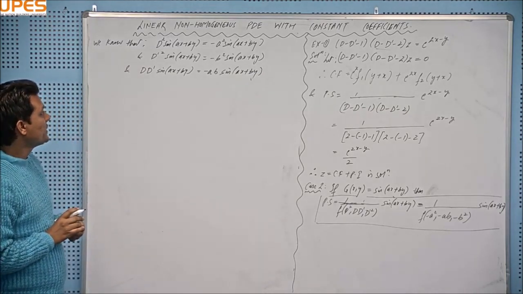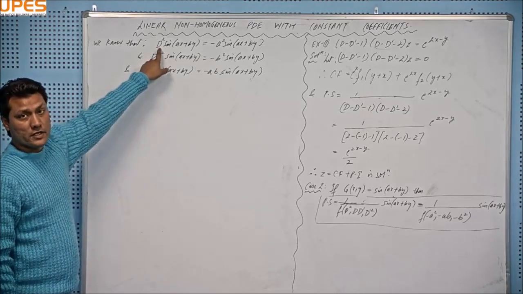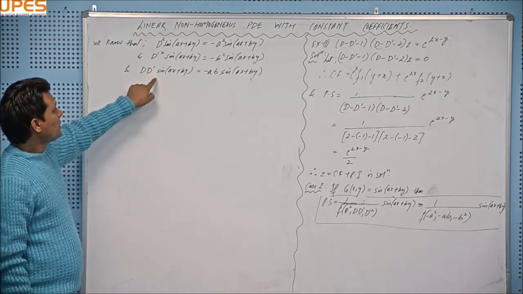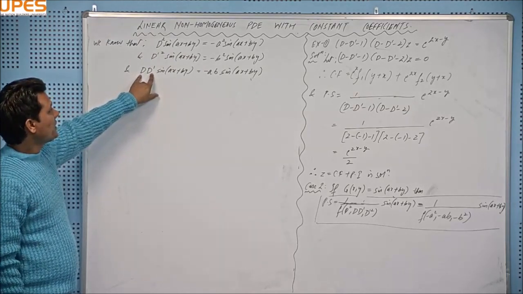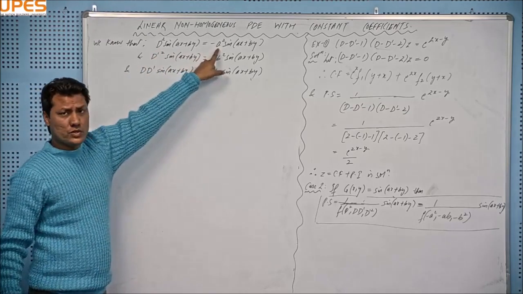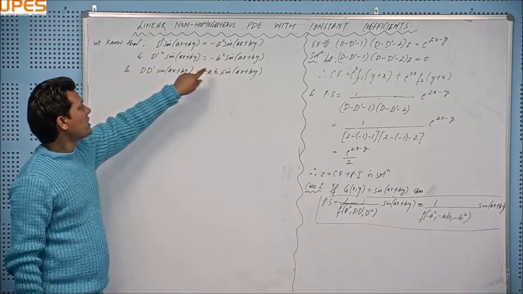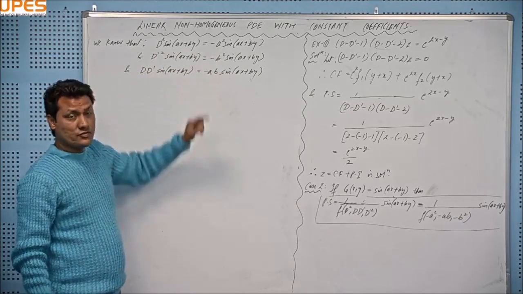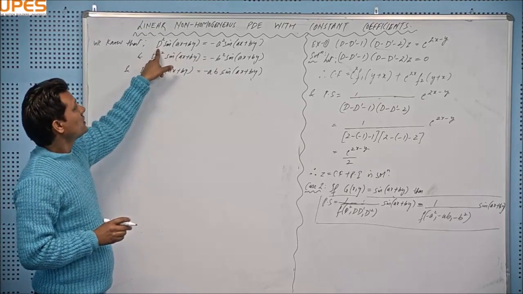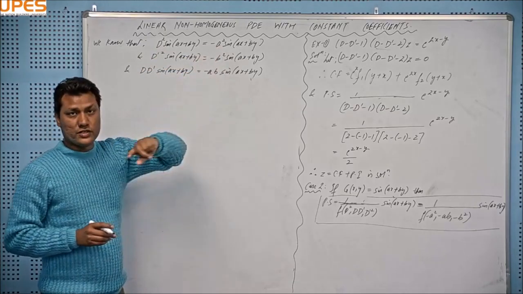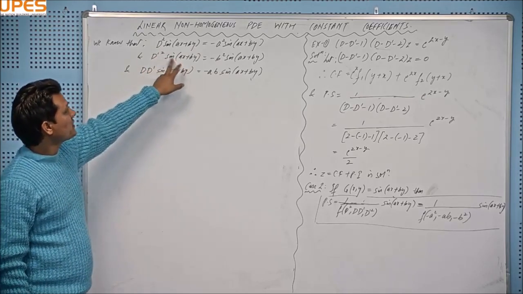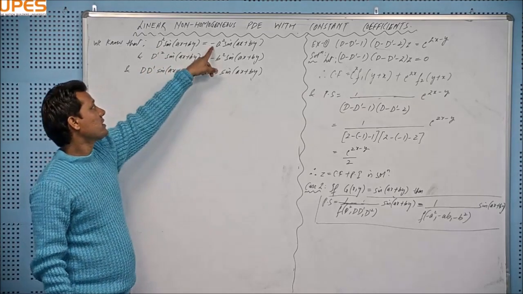Now, what does it mean? It means that if your operator is a second order operator, and these all are second order operators, then D square is replaced by minus a square, D dash square is replaced by minus b square, and D D dash gets replaced by minus of ab, right? The second order derivative with respect to x gets replaced by negative of a square, and the second order derivative with respect to y gets replaced by minus b square. The minus sign is playing a role here.